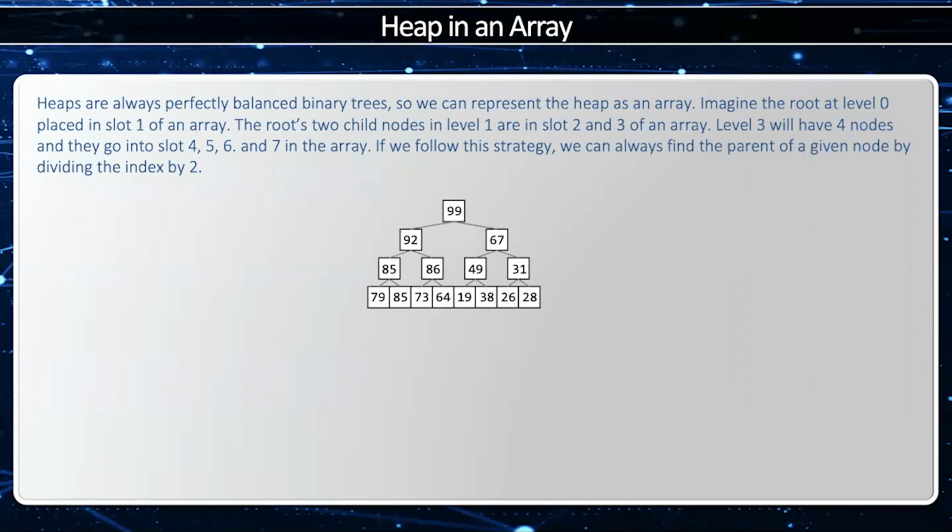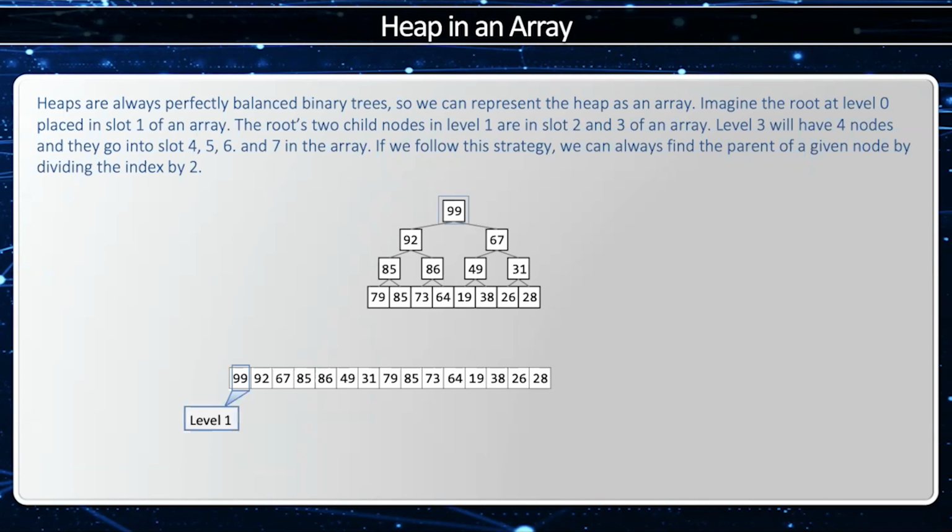Recall that a heap is a binary tree where each element is greater than or equal to the two child nodes. In this binary tree, the root node is 99, and this is greater than or equal to 92 or 67. Now, we can convert this binary tree representation of a heap into an array representation of a heap, and we do so in the following way.